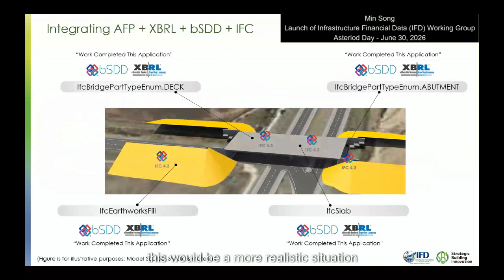This would be a more realistic situation where you have an IPC slab linked to work completed in dollar amount, and it also could apply to other types of objects. You have different types of objects like IPC earthwork and IPC deck, and those objects could have a set of properties related to application for payment, and those properties can be attached through bSDD, which is basically mimicking the data schema of XBRL. So with this workflow, there is a tight linkage between application for payment and individual IPC objects.